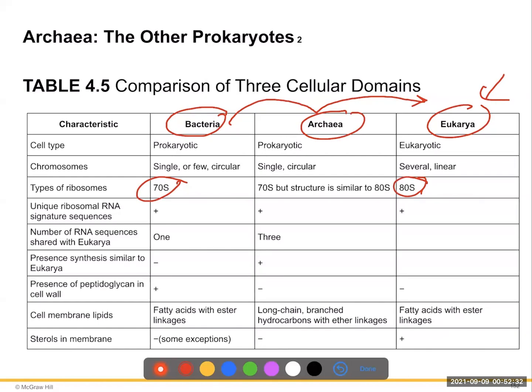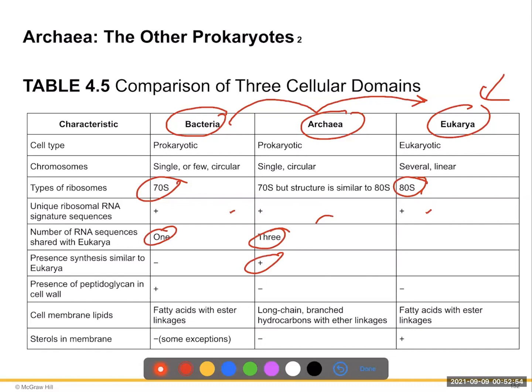Unique ribosomal RNA is found in bacteria, archaea, and in eukaryotes. The number of RNA sequences that bacteria share with eukaryotes is like 1. Archaea share 3 with eukaryotes. Okay. Protein synthesis is similar to eukarya. It's positive. It's similar to the eukaryotic cells.